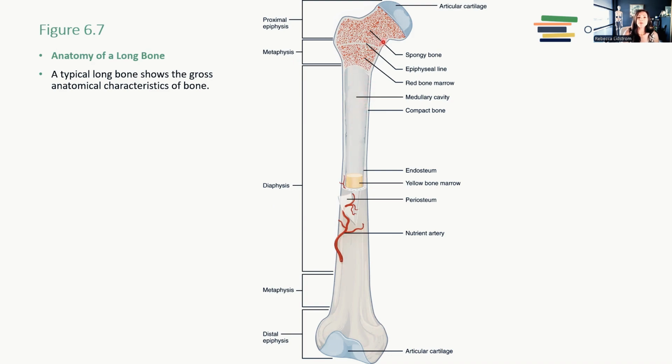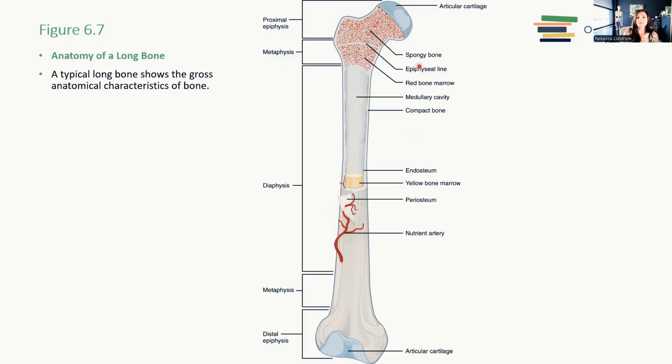Now you notice up here in the epiphyseal end, we have spongy bone. And so at the ends of the bones, we have spongy bone. And we have compact bone circling the shaft of the diaphysis. The space where the yellow bone marrow is located is called the medullary cavity.